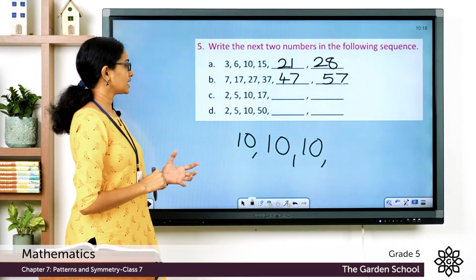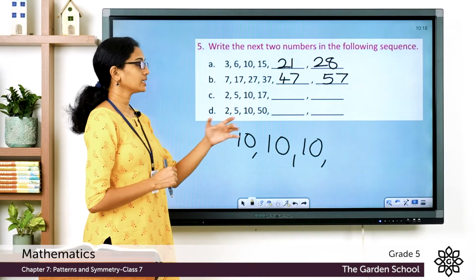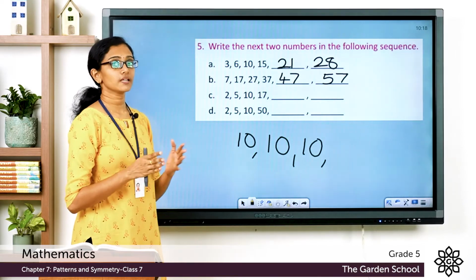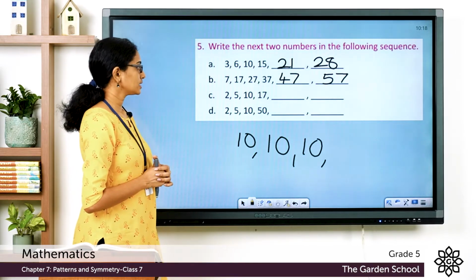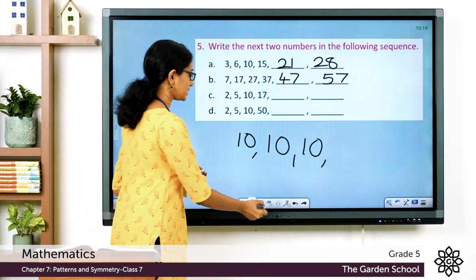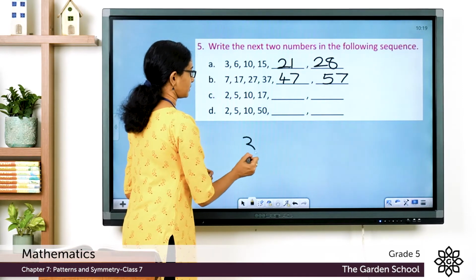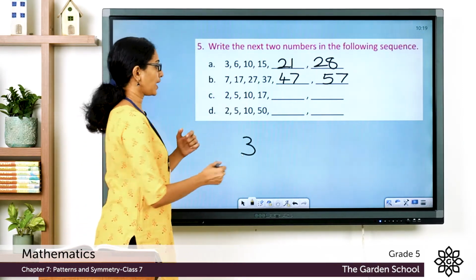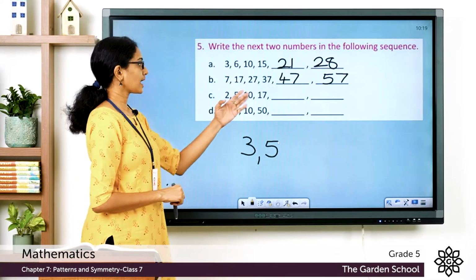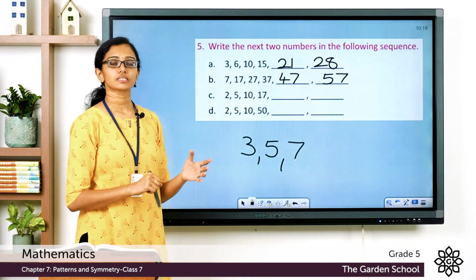Now let's observe the third question. Observe the numbers 2, 5, 10, 17, and it goes on like that. Can you identify the pattern rule or the logic for this number pattern? See, what is the relationship between 2 and 5? 2 plus 3 is equal to 5. And 5 and 10. 5 plus 5 is equal to 10. Then 10 and 17. 10 plus 7 is equal to 17.